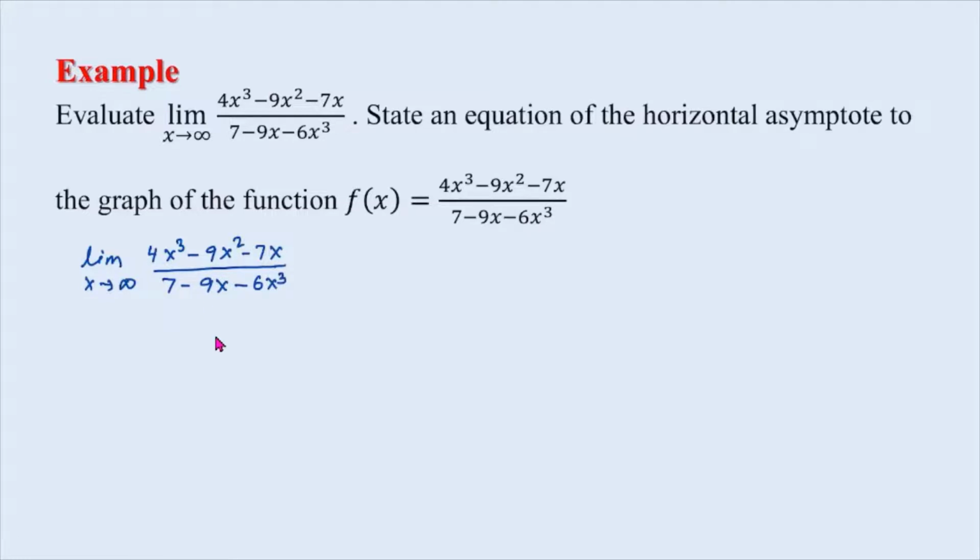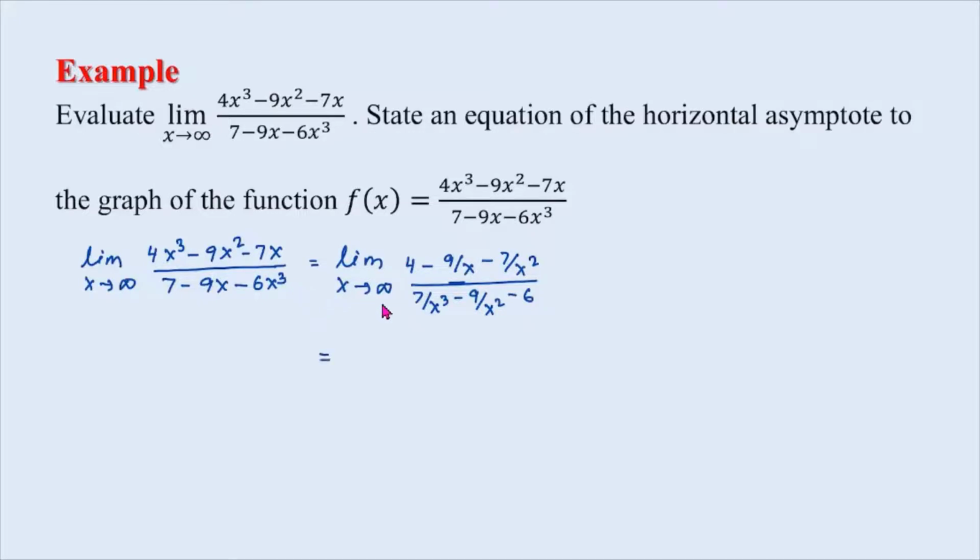Because this is a rational function and the highest power of x in the denominator is 3, to find the limit at infinity, we divide each term by x cubed. So this will be equal to the limit as x approaches infinity. If we divide the first term by x cubed, that will be 4 minus, dividing the second term by x cubed gives 9 over x, and dividing the third term, 7x, by x cubed gives 7 over x squared. Then divided by, if we divide this one by x cubed, it will be 7 over x cubed, and then we have minus 9x. Dividing that by x cubed gives 9 over x squared. And this one, negative 6x cubed, divided by x cubed, is negative 6.